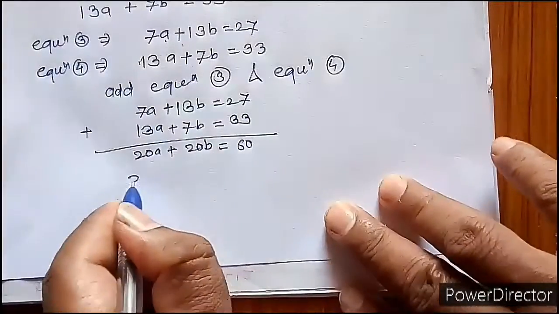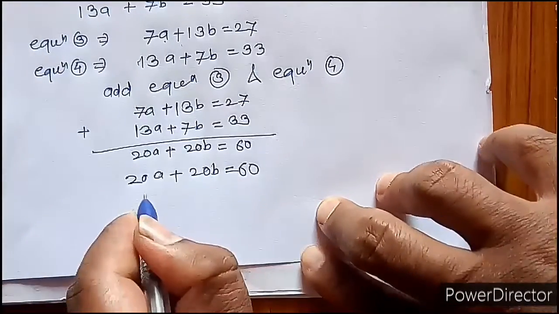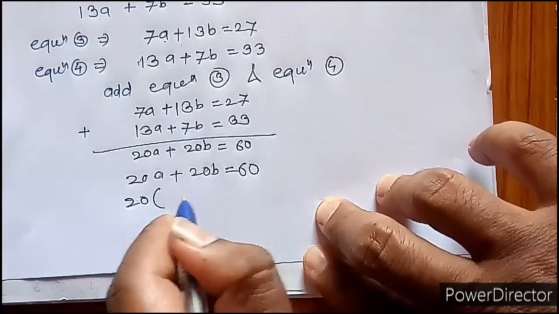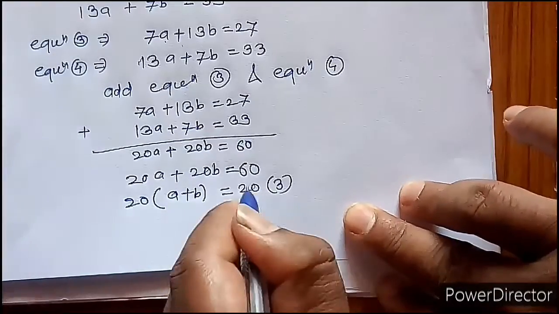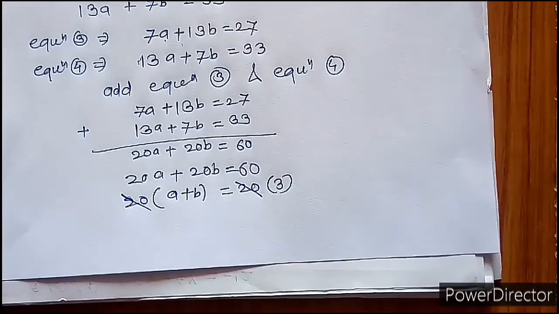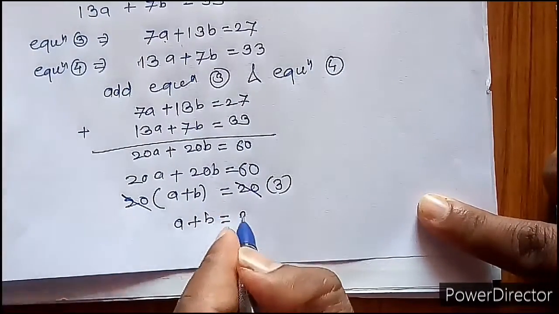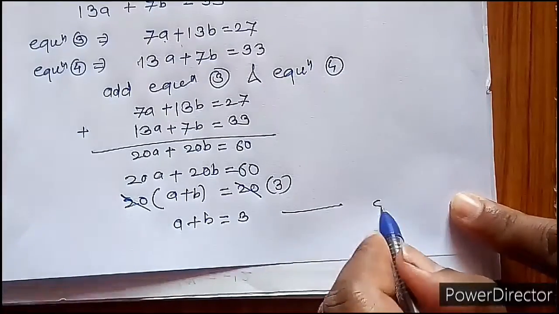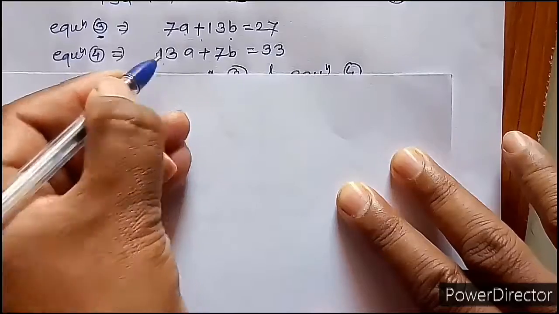We get the equation 20a plus 20b equals 60, which can be written, by taking 20 common, as 20(a plus b) equals 20 into 3. This 20 and 20 get cancelled. We get a plus b equals 3. That is equation number 5. Now subtract equation number 3 from equation number 4.